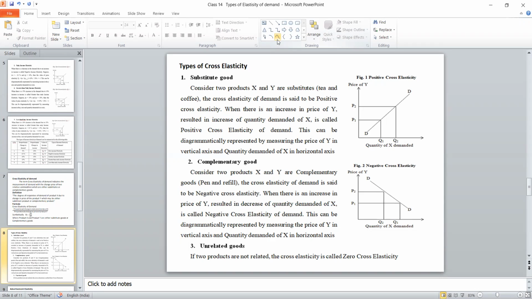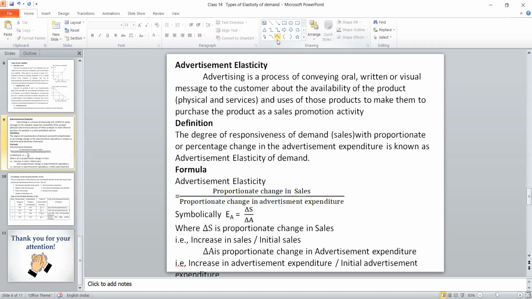This is the last type that we are going to discuss, advertisement elasticity. Once you complete your MBA and join any corporation, definitely when you are in a marketing division, this particular formula will be very useful. When you introduce a product, definitely you want to measure the change in demand. After measuring the change in demand, whether your advertisement is effective or not, only this formula will tell.